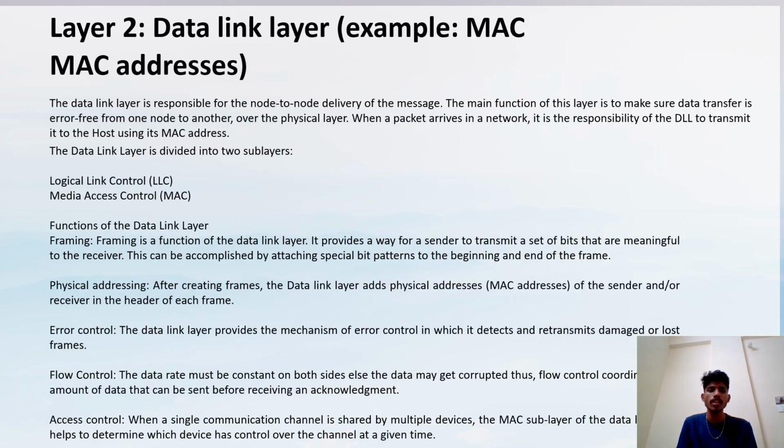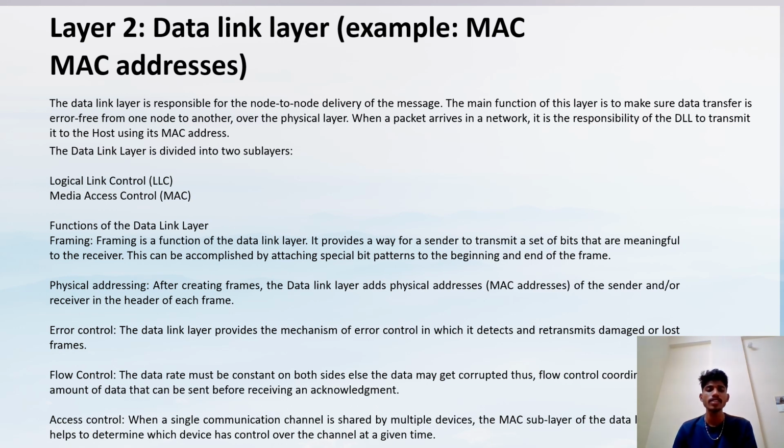Now moving on to layer 2, data link layer. Example, MAC addresses. The data link layer is responsible for the node-to-node delivery of the messages. The main function of this layer is to make sure data transfer is error-free from one node to another, over the physical layer. When the packet arrives in a network, it is the responsibility of the DLL to transmit it to the host using its MAC address. The data link layer is divided into two sublayers: Logical Link Control, LLC, and Media Access Control, MAC.